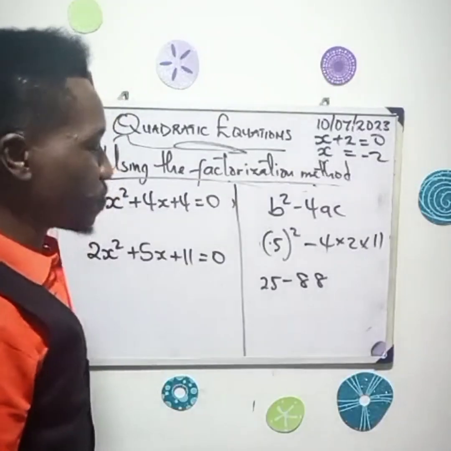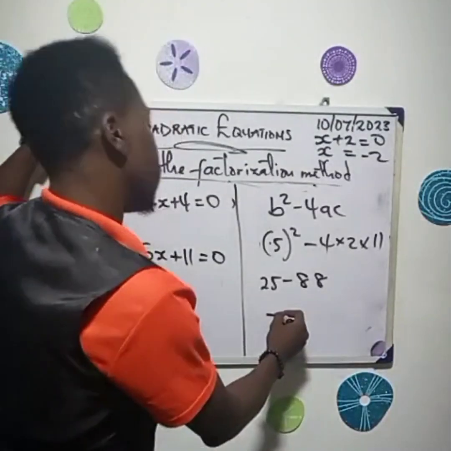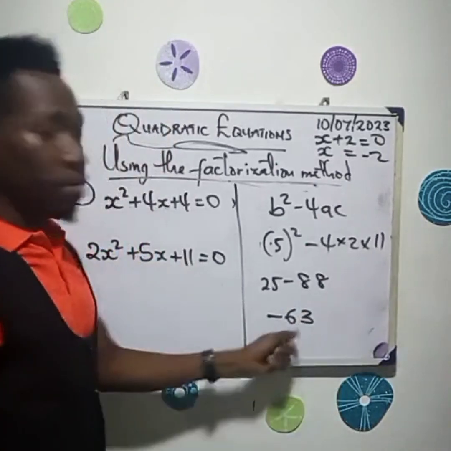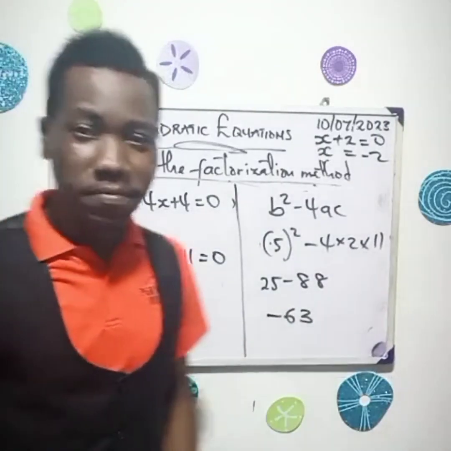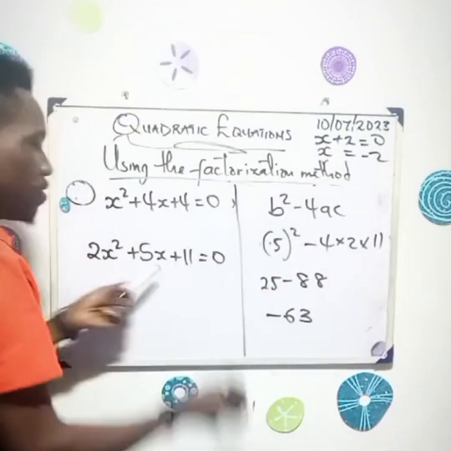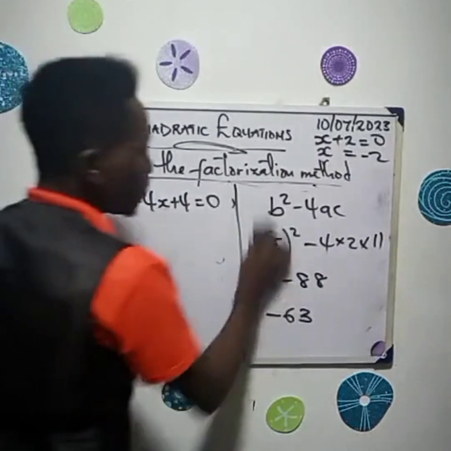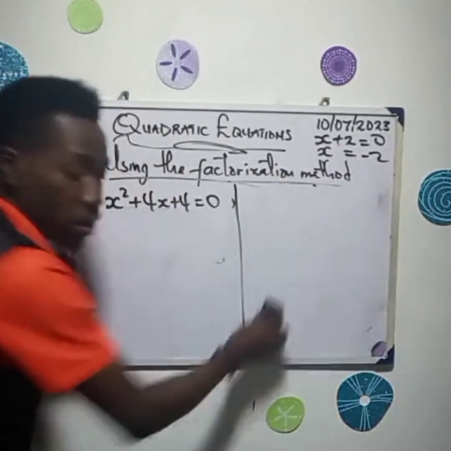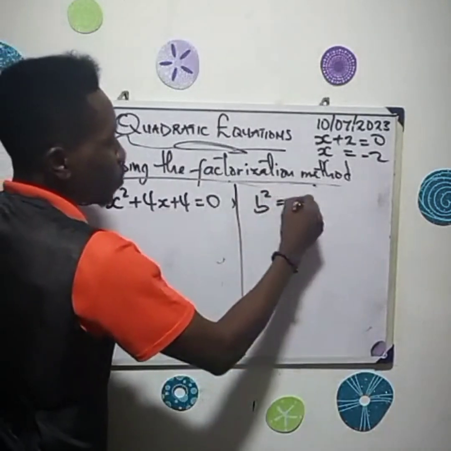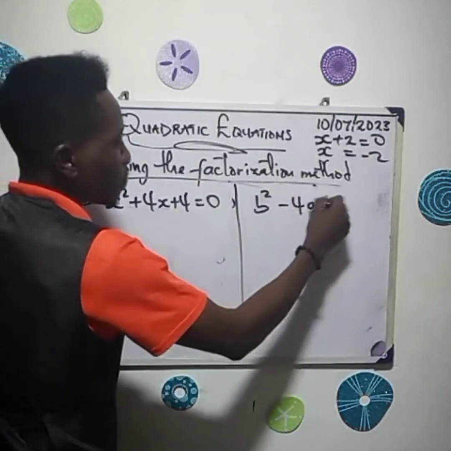25 minus 88 is giving us minus 63. Now this is not a perfect square, so we cannot factorize this equation. Now let's check this one, using that same b squared minus 4ac.